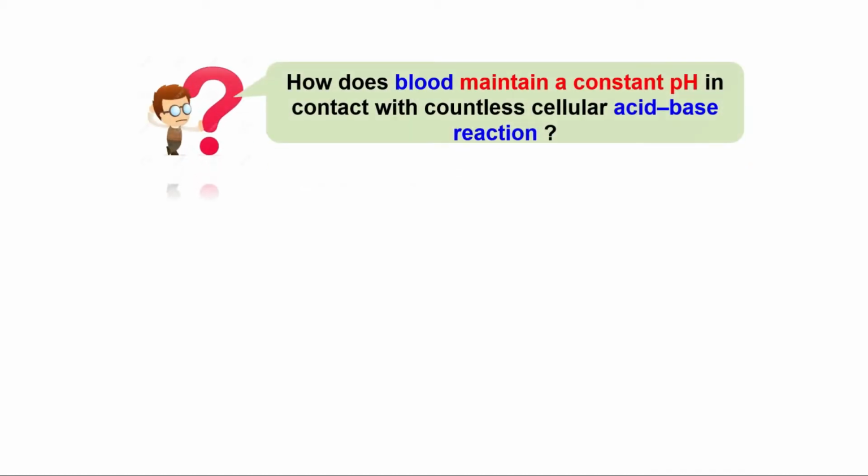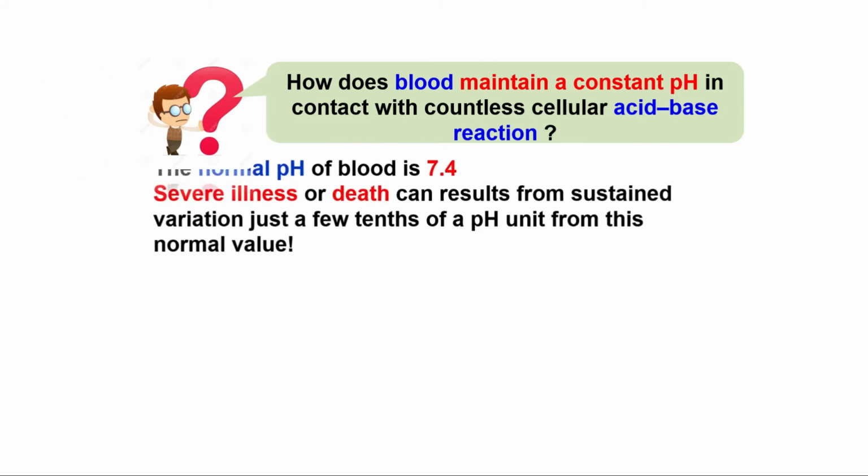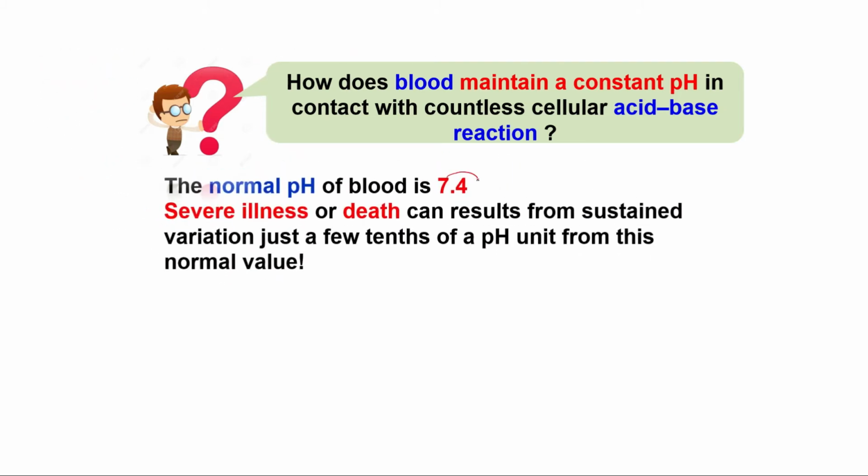Have you ever wondered, how does blood maintain a constant pH in contact with countless cellular acid-base reactions? The normal pH of blood is actually around 7.4. Do you know that severe illness or death can result from sustained variation of just a few tenths of a pH unit from this normal value? Wow, that's breaking news.